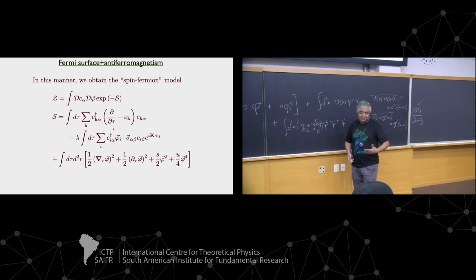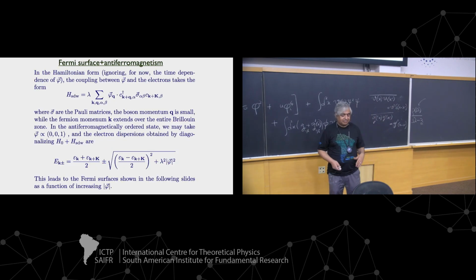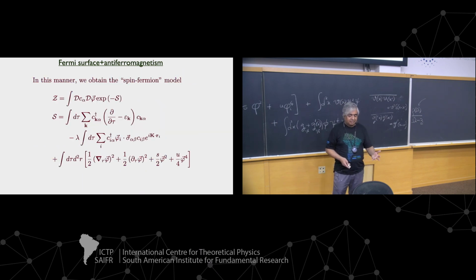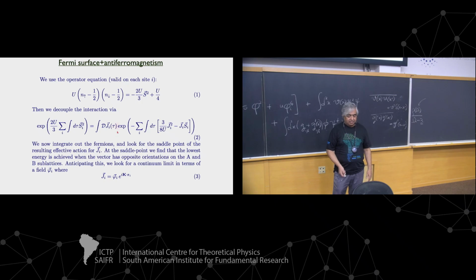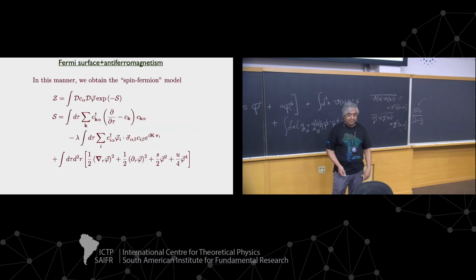Okay, so now let's condense phi as a constant, at zero momentum. I mean, the spin density is condensing at momentum pi. K will be pi, but we're going to condense phi at zero momentum because that's the long wavelength field. But we have to keep track of this e to the ik dot r over here.